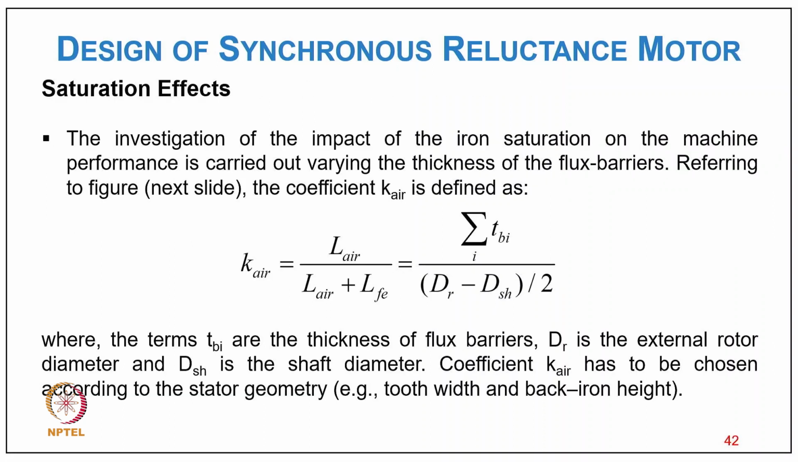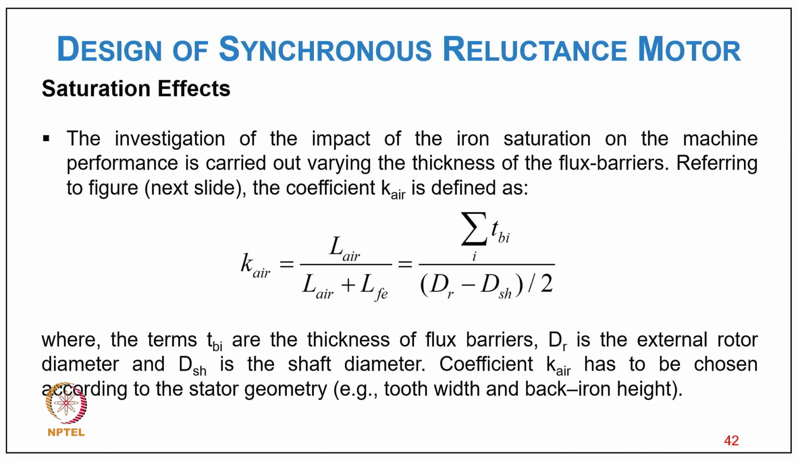Now coming to saturation effect, the investigation of the impact of iron saturation on the machine performance carried out, varying the thickness of flux barriers. So referring to the figure, the coefficient Kr is defined as Kr equal to L air divided by L air plus LFE, and that is equal to summation of i as TBi divided by dr minus dsh by 2. So where the terms TBi, the thickness of flux barrier, dr is the external rotor diameter, and dsh is the shaft diameter.